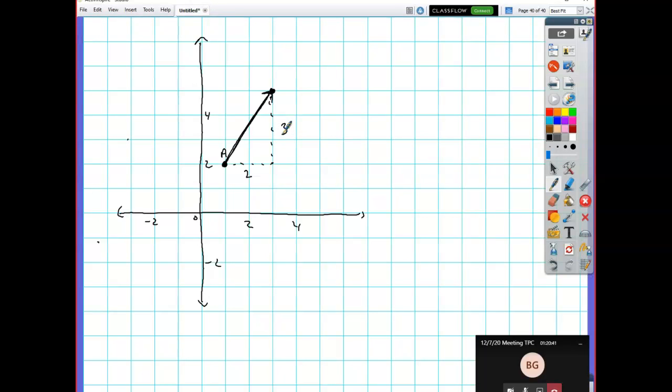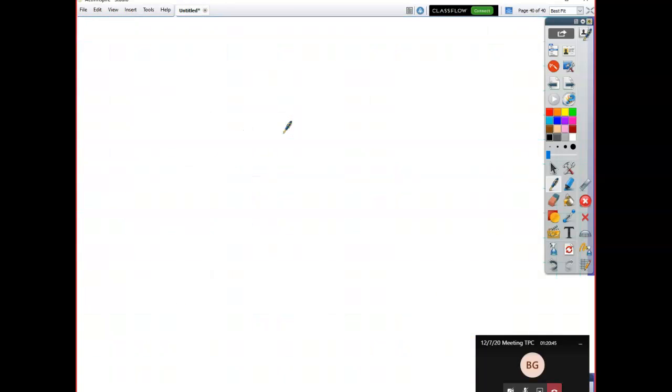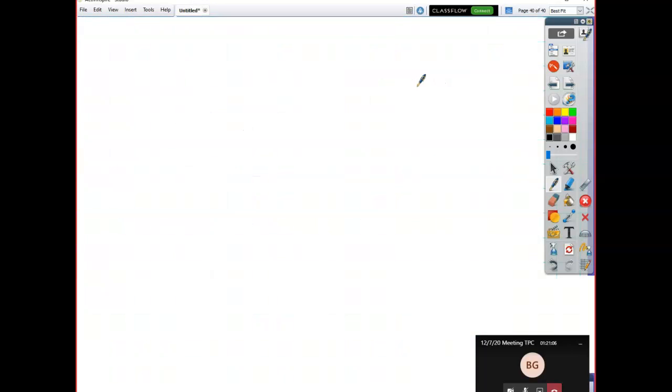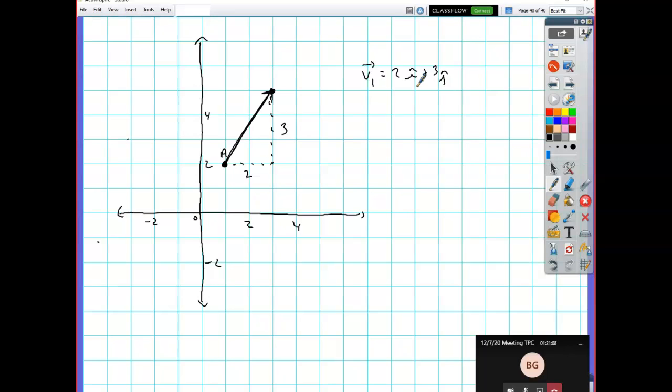So if I wanted to write that as a sum of unit vectors, this is brand new language, sum of unit vectors, I would write this vector in the following way. I'd write it as 2i hat plus 3j hat. That's what sum of unit vector notation is. Are you okay with that, Ms. Tapia? Yeah.